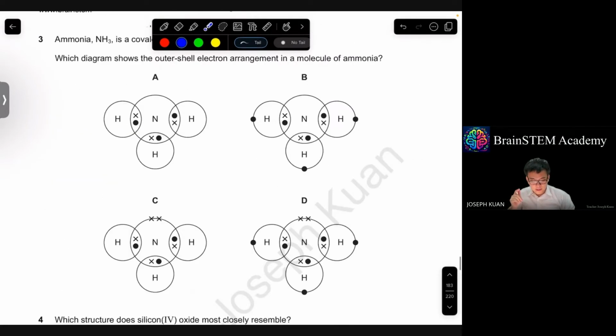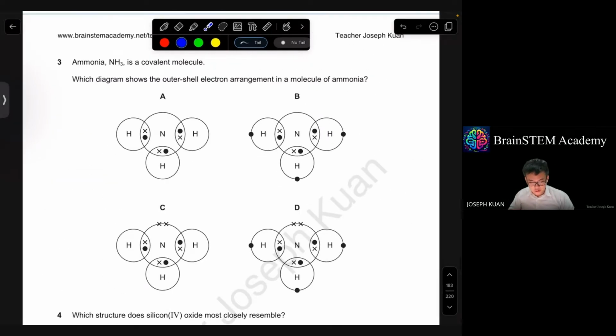Okay, let's move on. Ammonia is a covalent molecule. Which diagram shows the outer shell electron arrangement in the molecule of ammonia? You should know that group 5 forms 3 lines, and hydrogen forms 1 line, right? Lines as covalent bonds. According to their valency, that's the type of bond they can form. So from there, you should look at all of these. It seems that all of them show single bonds, so we can't eliminate anything from that.